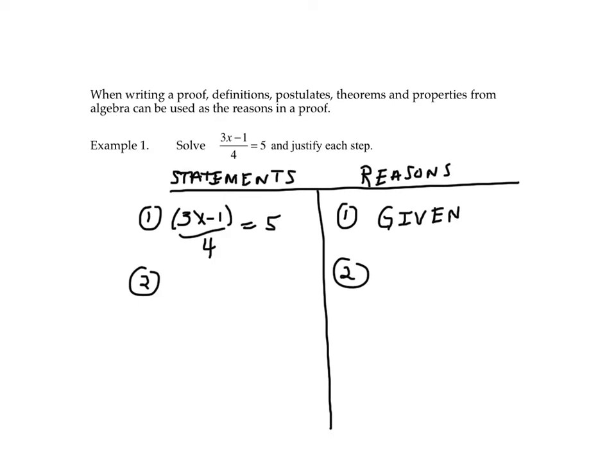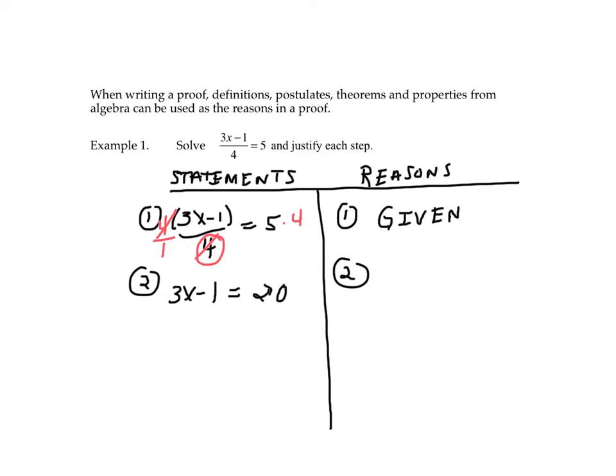Since I see 3x minus 1 is being divided by 4, I know that I want to do the opposite, or multiply both sides of this equation by 4. So on this side I would multiply by 4 over 1, and on this side I multiply by positive 4. So these 4's will divide out. 4 divided by 4 is 1, and that's going to leave us with 3x minus 1. And on the right-hand side, 5 times 4 is 20.